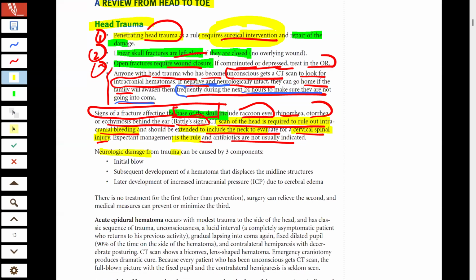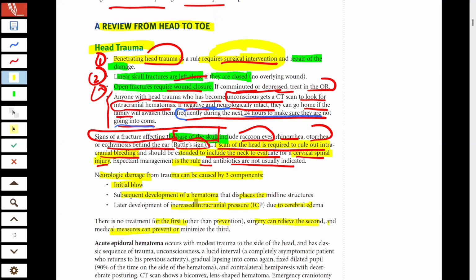Neurological damage from trauma can be caused by three components: the initial blow, subsequent development of hematoma that displaces the midline, and later development of increased ICP due to cerebral edema. There is no treatment for the first other than prevention. Surgery can relieve the second. Okay, so doctor, what are the indications?